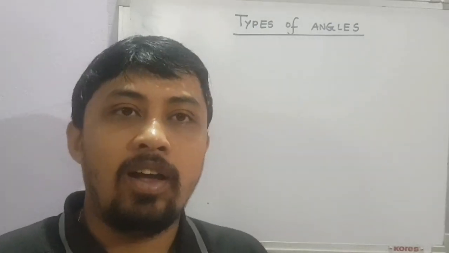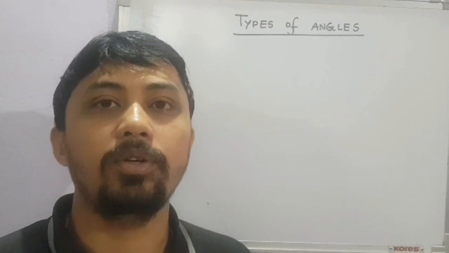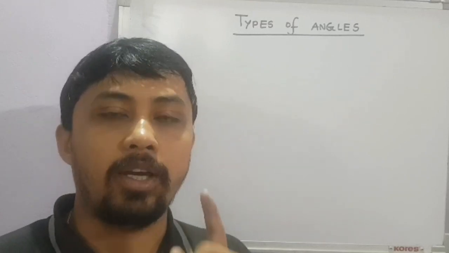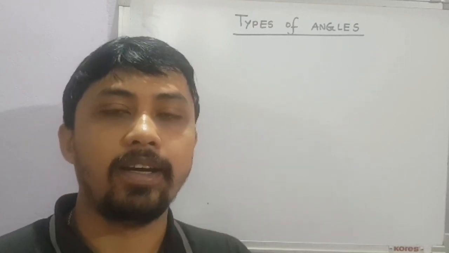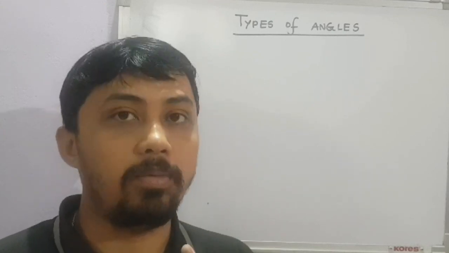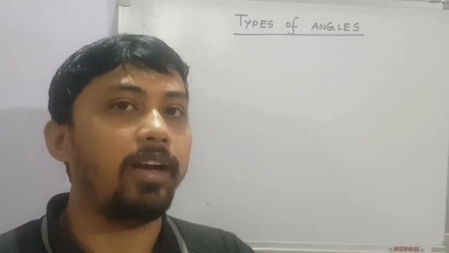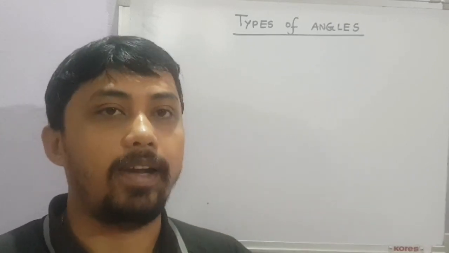Students, we are continuing with the topic types of angles. In the last video, we discussed acute angles, obtuse angles, right angles, angle in a straight line, angle at a point, and also reflex angles, right? And I promised that we shall discuss some questions for reflex angle.